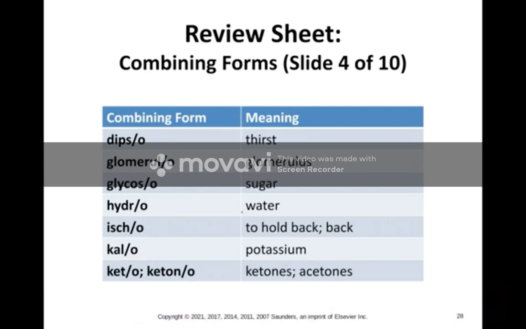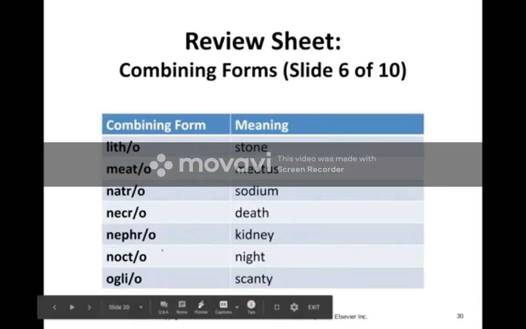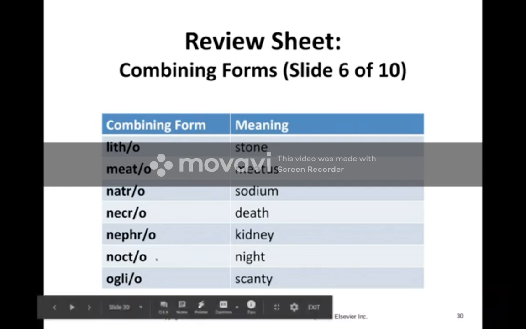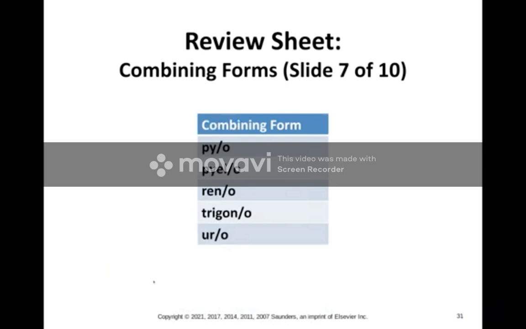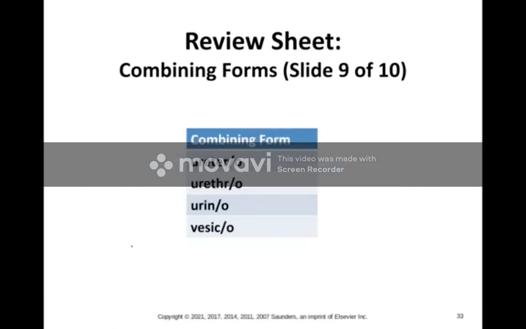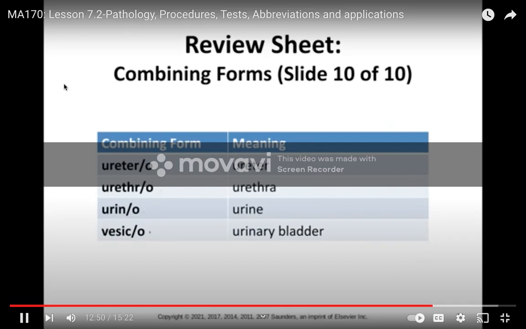Isk or isco means the back or to hold back. Cal is the K, stands for potassium. Keto, ketano. Litho, meato. Natro, necro. Nephro, nocto, oligo. Pio, piello, reno, trigano, and uro. And ureter, urethro, urino, and vesico.